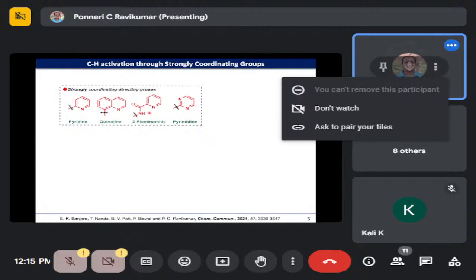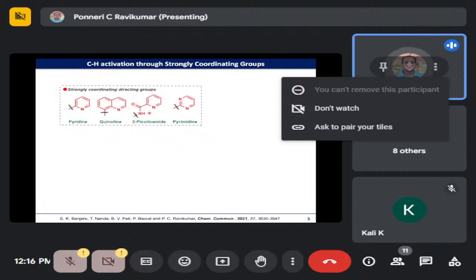We don't have to go for additional steps to introduce it because it's so commonly available in many organic molecules. So directly we take the substrate and do a CH activation, and we get the functionalized product. And in addition to this functionalization, we can use these weakly coordinating functional groups as a handle for doing further functionalization.